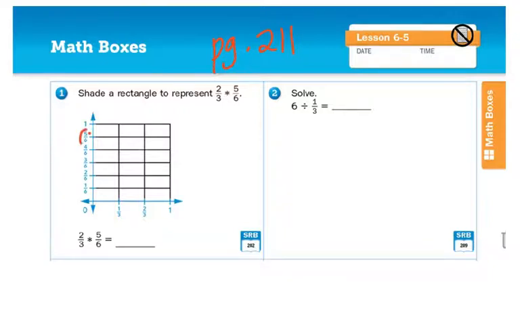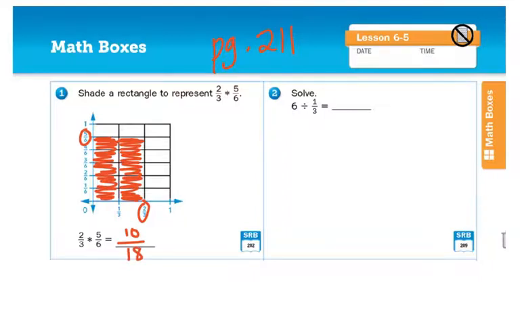So here's our 5/6. Here's our 2/3. You're going to shade in 2/3 times 5/6. What is 2/3 times 5/6? We'll go ahead and multiply straight across. 2 times 5 is 10. 3 times 6 is 18.